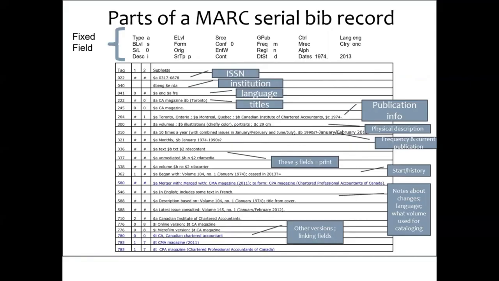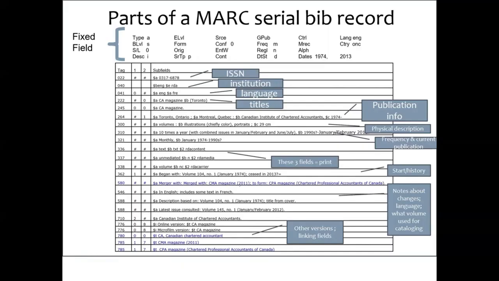So scroll down a little bit more, then we get to the 500, the 500 to 599 range. That's where our chunk of notes go. And we have quite a few notes that we're going to use for serials, and we're going to talk about those. And then we get down to those linking fields.